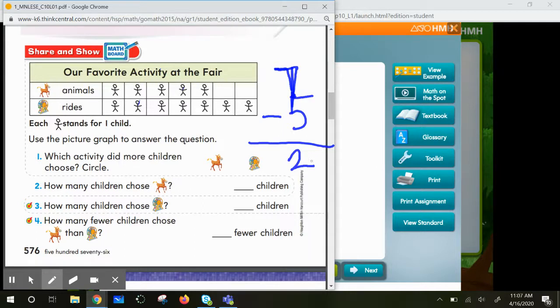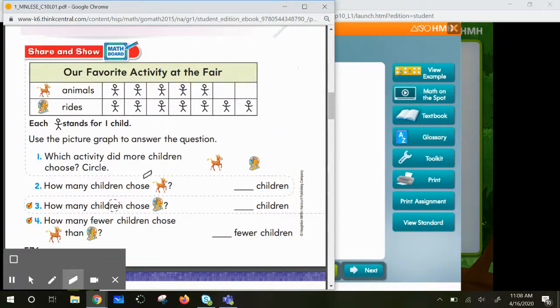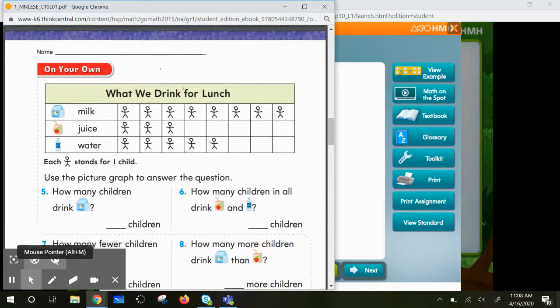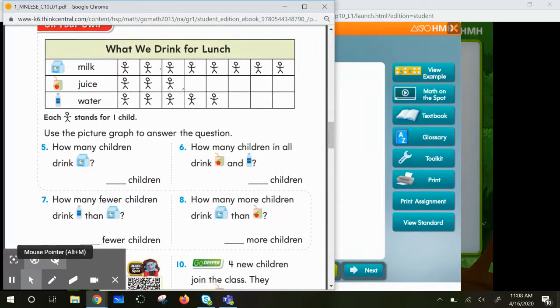Another way is just simply to look at how many empty spaces there are. And that tells us right here how many fewer or how many more there were. Moving on. This is filled out already for you.